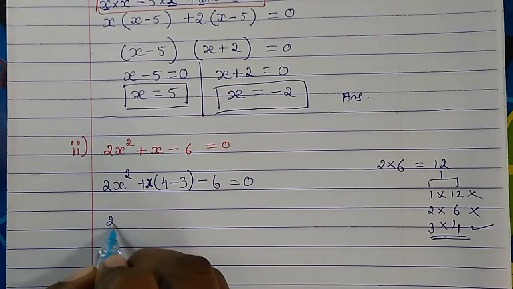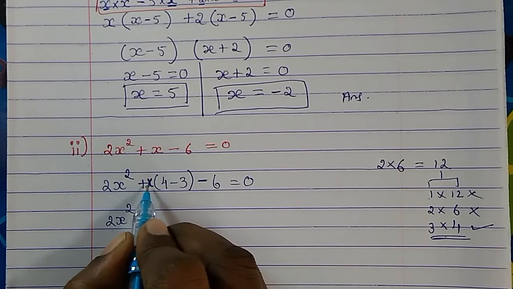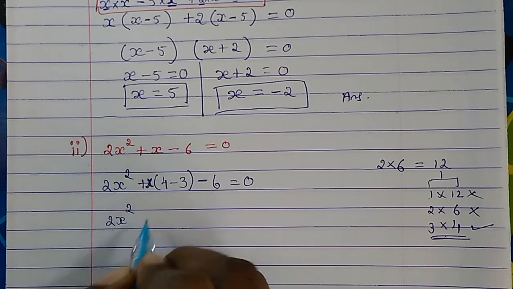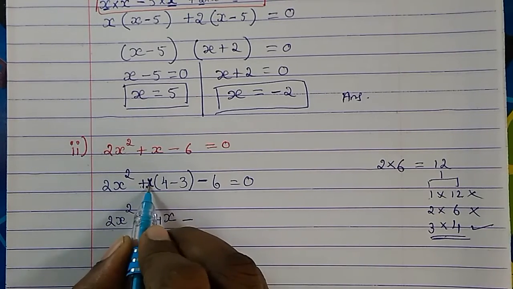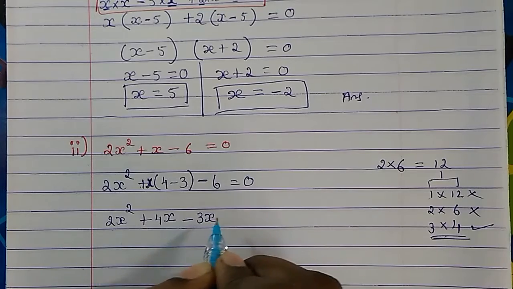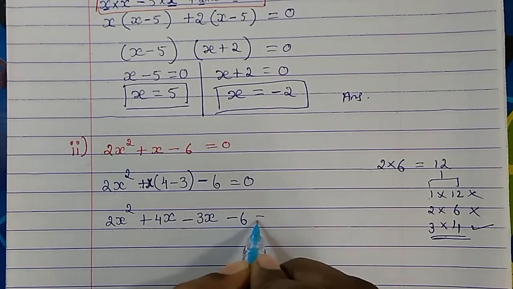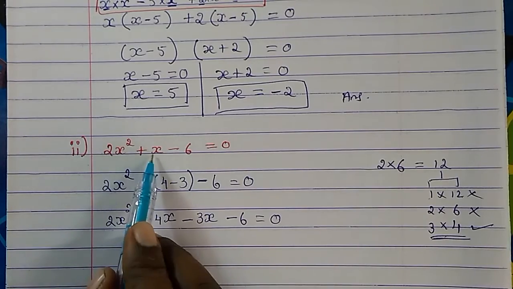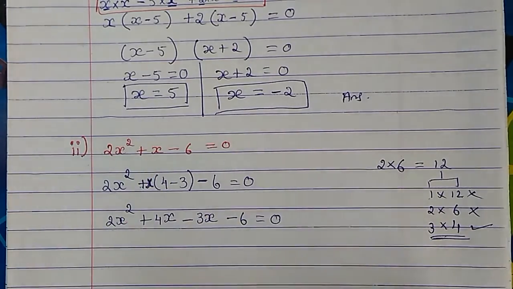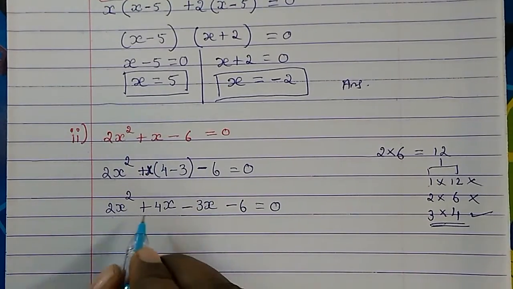So now 2x square, then plus is here, here also plus, so plus. x into 4 will give us 4x. Now plus into minus will be minus, x into 3 will give us 3x. Then minus 6 equal to 0. You see, from 4x you subtract 3x, we will get 1x. So this is balanced. So now we have to take out something common.